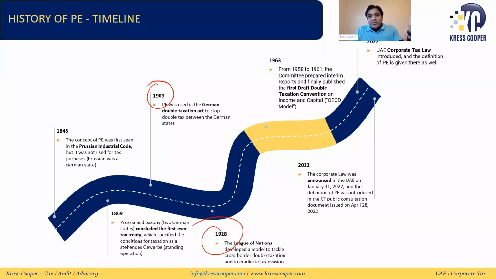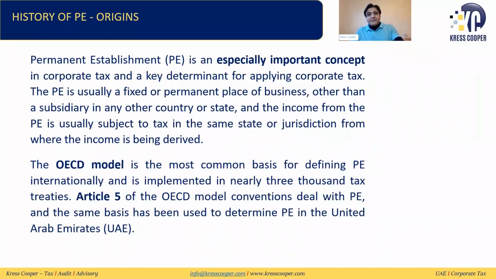In 2022, the UAE Corporate Tax Law was announced on January 31st, 2022. It was containing the same model. And in the same year, 2022, the UAE Corporate Tax Law was introduced again. Basically, the foundation of the law related to the PE is the OECD model. This PE is a very critical, important concept. Basically, we need to establish whether the company has a PE in the country or not. If the company has any PE in the respective country, the objective is that any income related to that PE should be subject to tax in the respective jurisdiction.